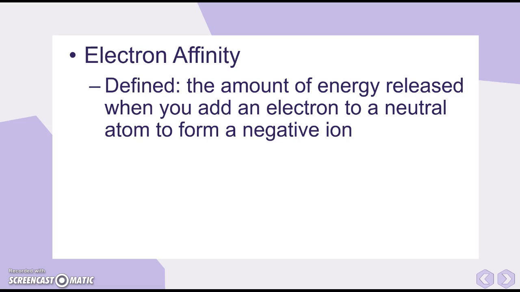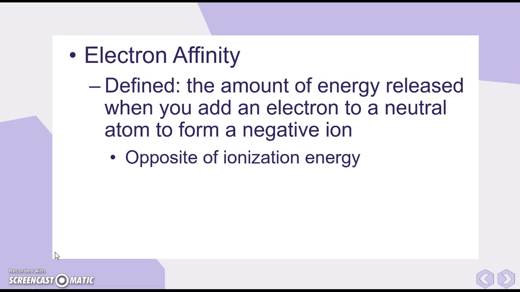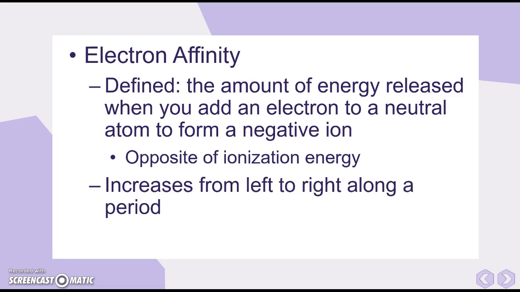That's in a sense what we're measuring. Technically, we're measuring the energy that's released, but if you want to put it in simple terms, we're measuring the likelihood that an electron is going to join an atom. So let's take a look at this. We already said it's the opposite of ionization energy, because with ionization energy, you're forming a positive ion. With electron affinity, you're measuring what it's going to take to form a negative ion.